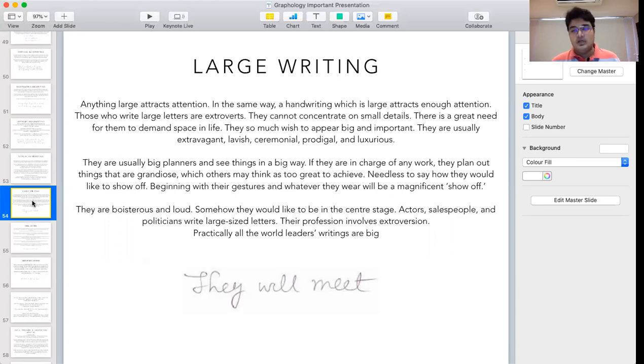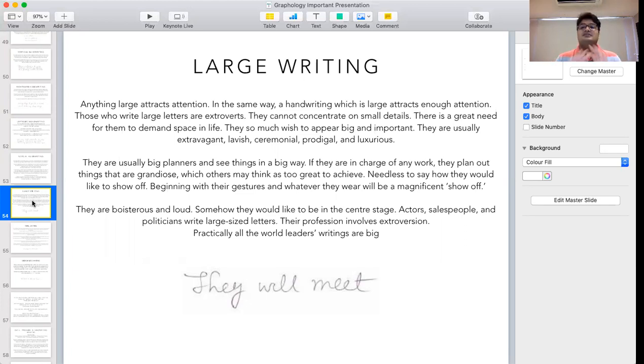So if you come across someone who is a complete show off, right, that particular person would have a large writing. Beginning with their gestures and whatever they wear will be a magnificent show off. Hey, did you look at my dress? Hey, did you look at the shoes that I'm wearing? Hey, just check out my watch. Hey, got these sunglasses. Hey, did you see my new haircut? Hey, did you check out the new computer? Hey, did you check out this new mobile phone that I have? They just want to attract more and more attention.